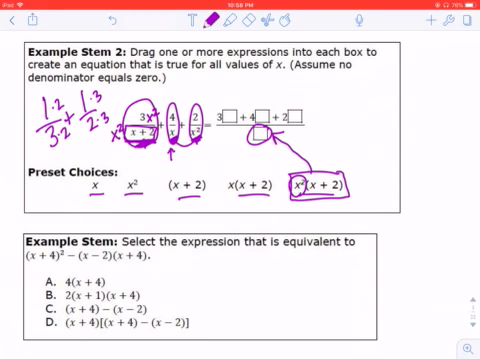In this one here, I have an x, but I need another x to get to x squared, and then an x plus 2. So that's going to be necessary up here, x times x plus 2.